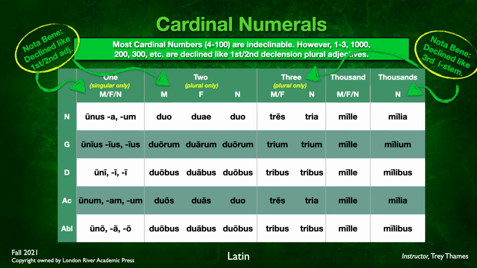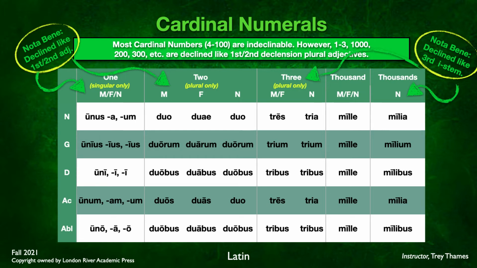If you'll remember, those endings were -es, -ium, -ibus, -es, -ibus. This is again plural form: -es, -ium, -ibus, -es, -ibus. And masculine and feminine are identical forms. Neuter, however, is very similar to the masculine and feminine with a few differences.